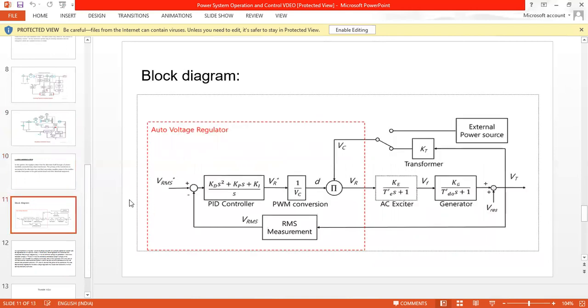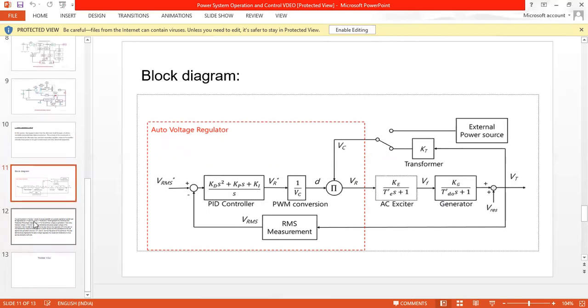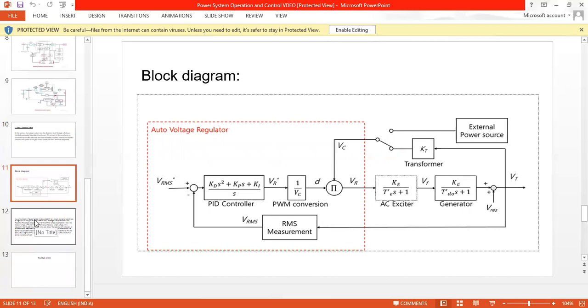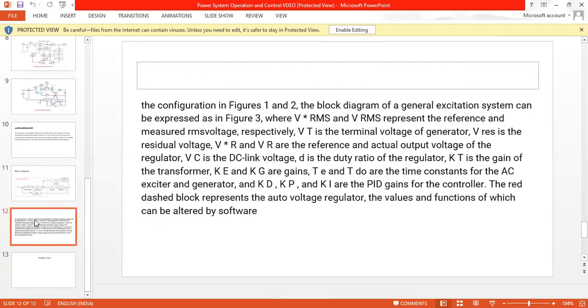In this slide, we are seeing the block diagram of the auto voltage regulator, where the external power source is connected on the right end of the figure, whereas on the left end of the figure, the input RMS voltage is sent into the PID controller, and it then moves on to the PWM conversion, which further moves on to the AC exciter, generator, and the transformer.